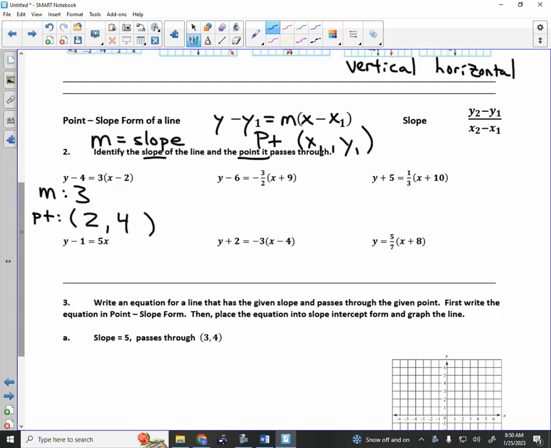Okay? So for the next one, what's the slope here? Negative 3 over 2. And the point that it passes through, this is going to be the x one. Is it going to be positive 9 or negative 9? Negative 9. Positive 6 or negative 6? Positive 6. Exactly. Good. I want you right now, with you and your partner, to try this one, and this one on your own. See if you can identify the slope and the point that it passes through.